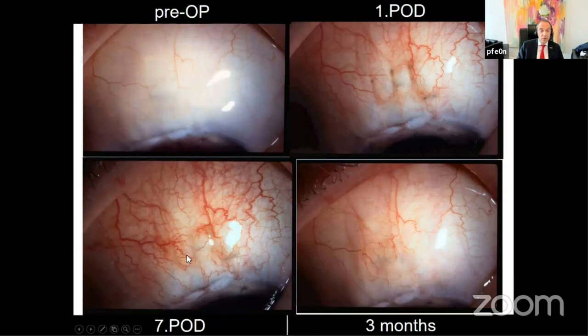One week later, you can't even see the stitches because they have melted through the conjunctiva. Sometimes if pressure is too high, I take them out. Sometimes I leave them. And 3 months later, you can't see the stitches because they have gone through the conjunctiva. What are the results?